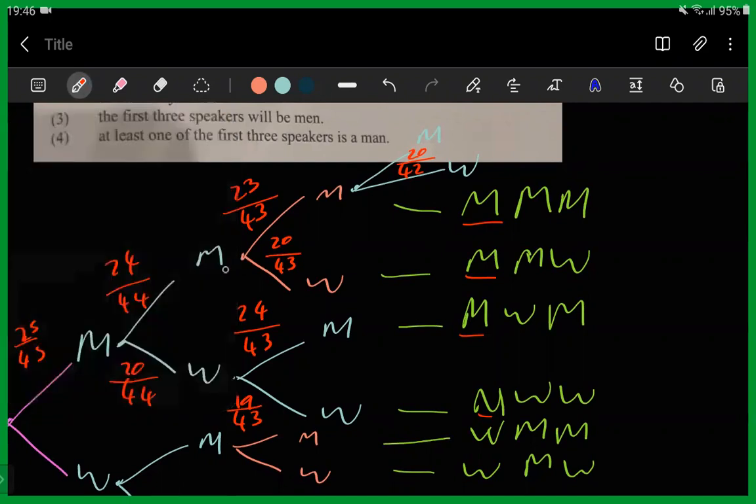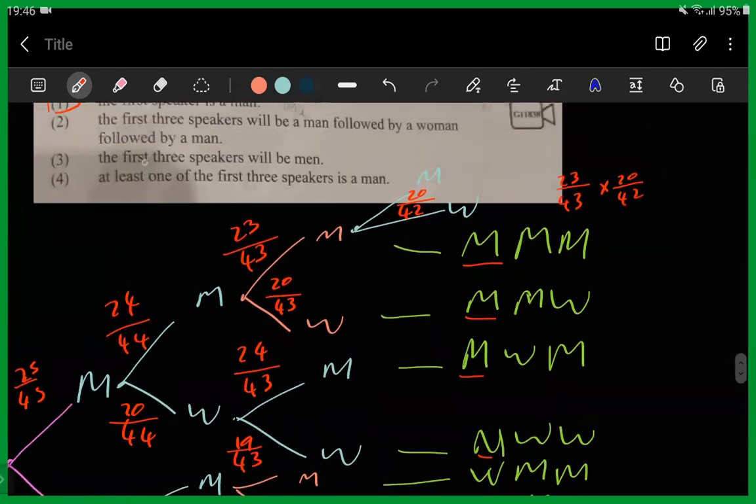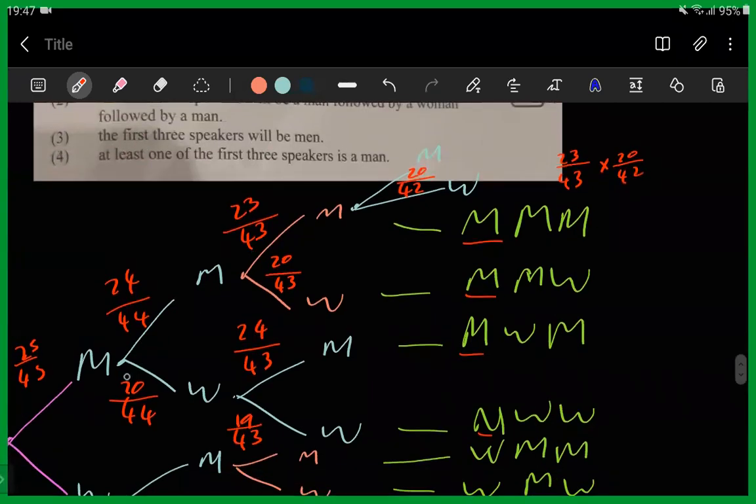So for this first question here, we'll have to take this times this times this, and then times the 20 over 42 here. Yeah, that's how you would do it. And then the next one says the first three speakers will be men. That's obviously going to be this times this times this.